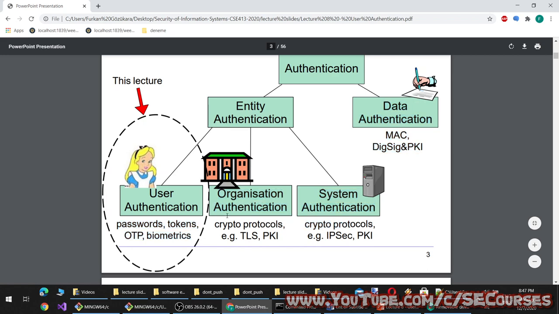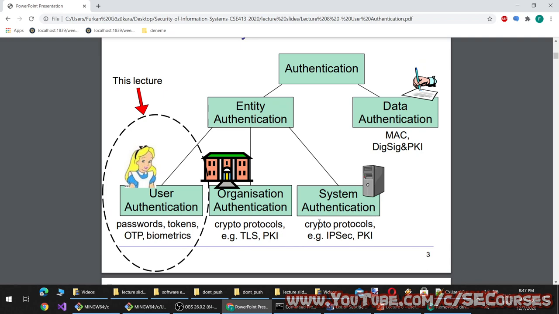For organization authentication, crypto protocols, like TLS and PKI, are used. For system authentication, crypto protocols, e.g. IPSec and PKI, are used.